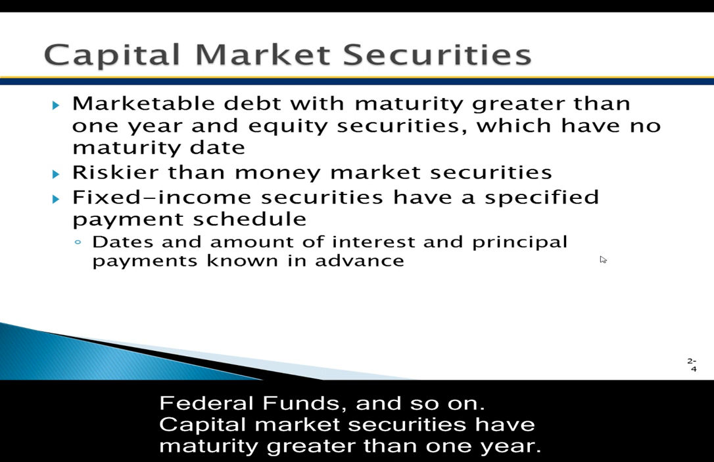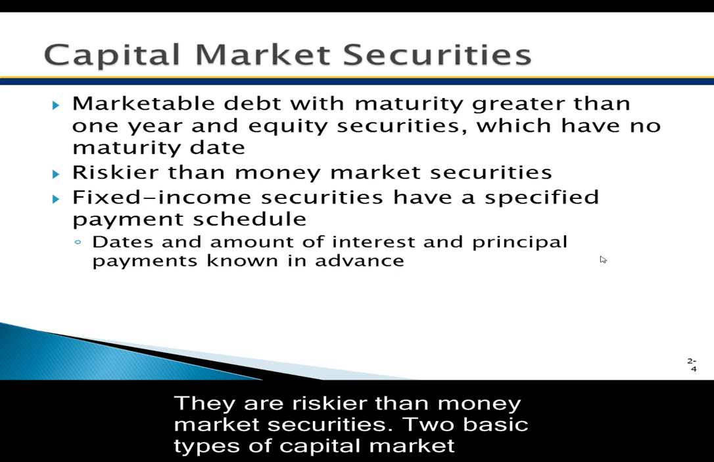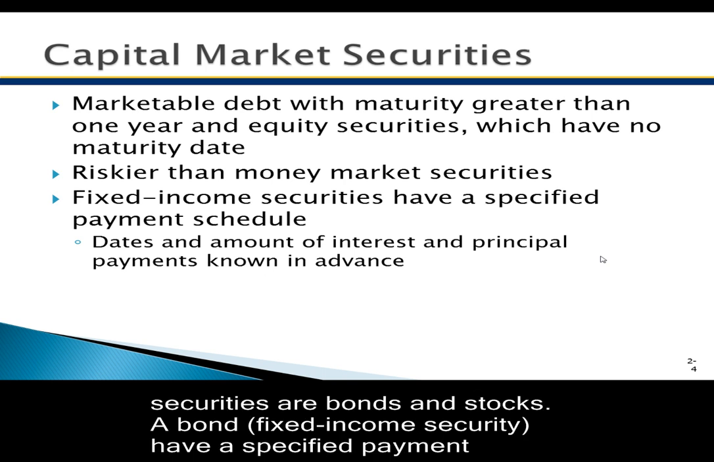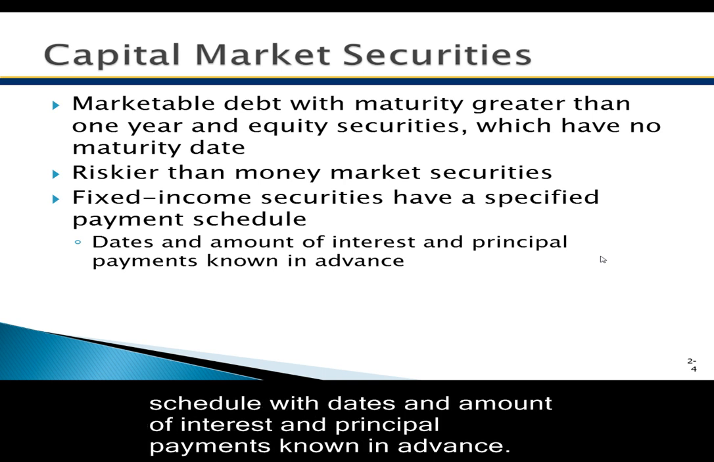Capital market securities have maturity greater than 1 year. They are riskier than money market securities. Two basic types of capital market securities are bonds and stocks. A bond, also called a fixed income security, has a specific payment schedule with dates and amounts of interest and the principal payments known in advance.